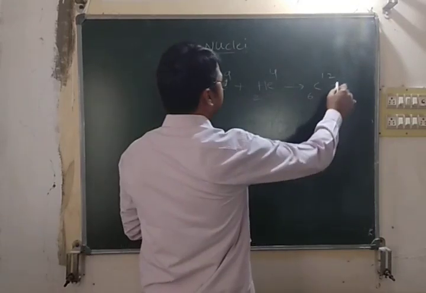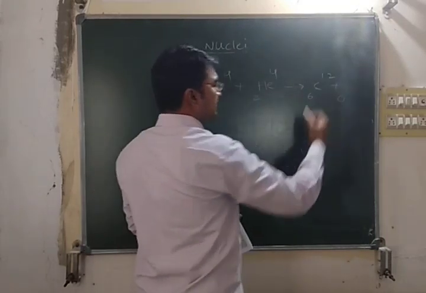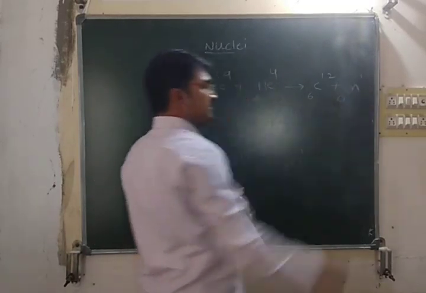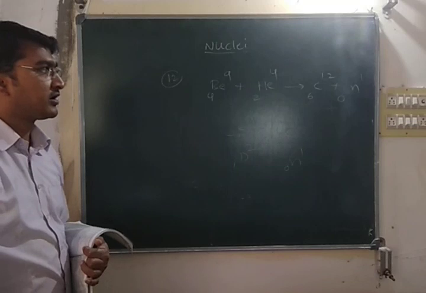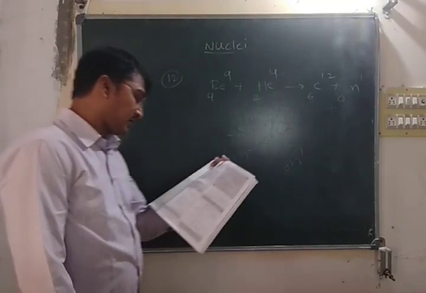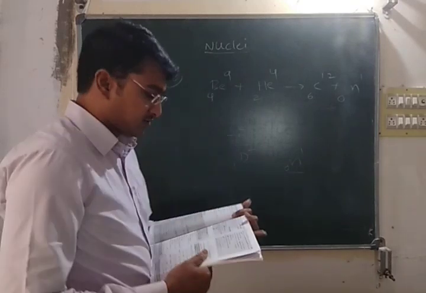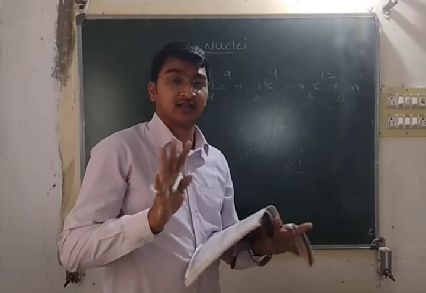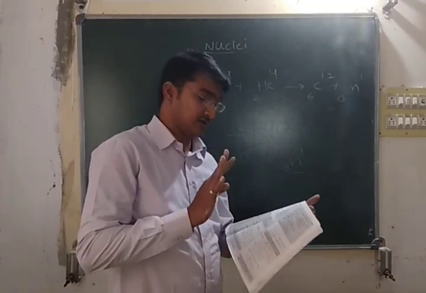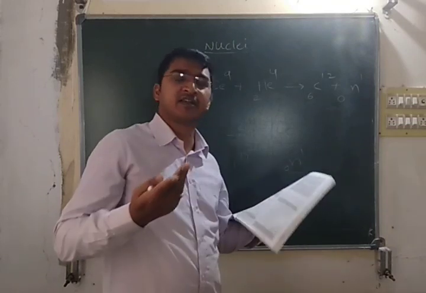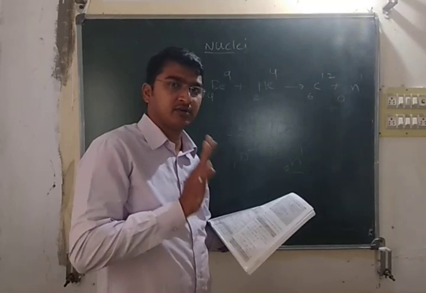Simple, we can take it as 4 plus 2, 6, so remaining is 0. 9 plus 4, 13, so 12 is there, remaining 1. Got it now? 0, 1. It consists of only a neutron, so the answer is D. Don't expect these easy questions in NEET; this is a basic question. If they ask this type of question, it's very easy, maybe from a CET point of view.